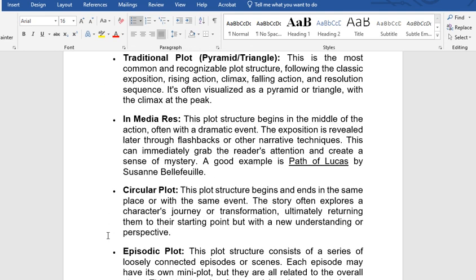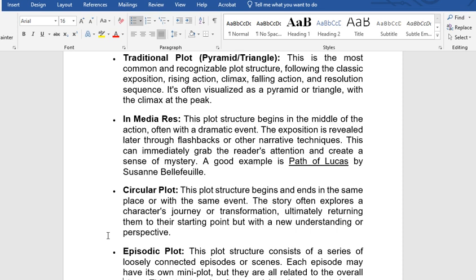The next one is in medias res. This plot structure begins in the middle of the action, often with a dramatic event. The exposition is revealed later through flashbacks or other narrative techniques. This is when an action starts abruptly in the middle. So the author now makes use of other techniques to bring to the fore the past event. The author might use flashbacks, letter writing, or dreams to tell us about the past event. This can immediately grab the reader's attention and create a sense of mystery.